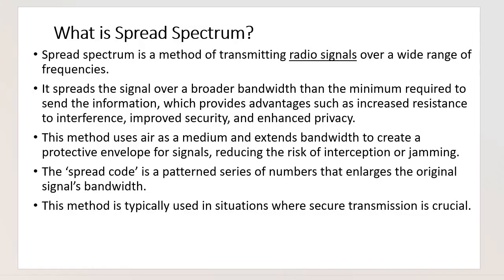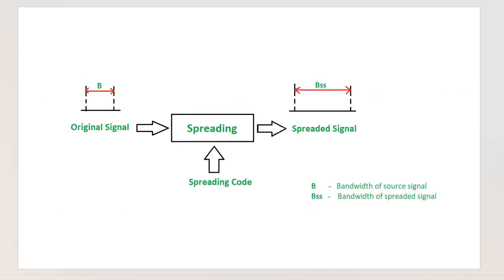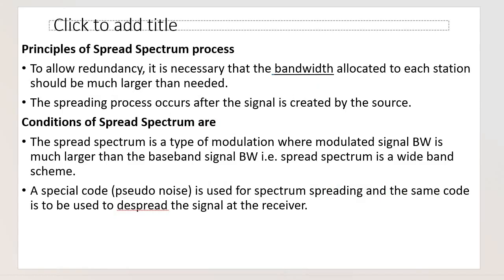Here, the principles of spread spectrum are based on redundancy. How is it based on redundancy? The bandwidth allocated is much larger than necessary. The spreading process happens after signal generation, allowing the system to combat noise and interference effectively.